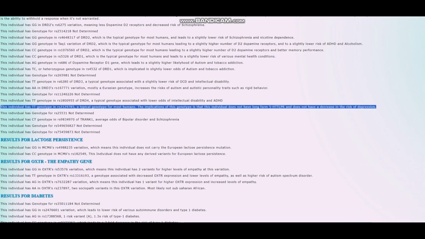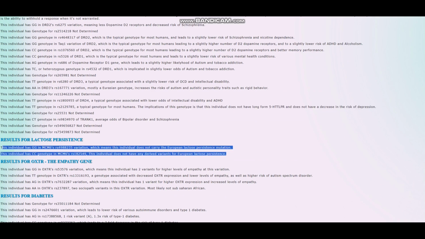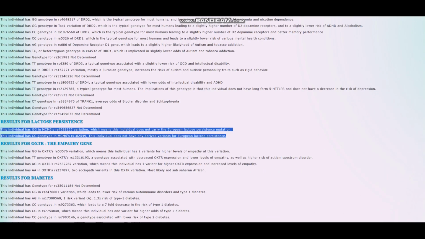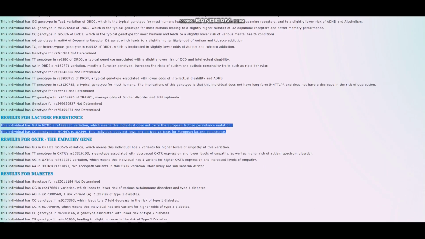When it comes to lactose persistence, she does not carry any derived variants for European lactose persistence. So if she took, for example, an Ancestry DNA test, they would say you are likely to be lactose intolerant. Pretty much everybody outside of Europe has the same genotype here, but as you may notice, not everybody outside of Europe is lactose intolerant. So obviously there are some other variations that contribute to the phenotype. She does not have the European lactose persistence mutation. That's all there is to it.